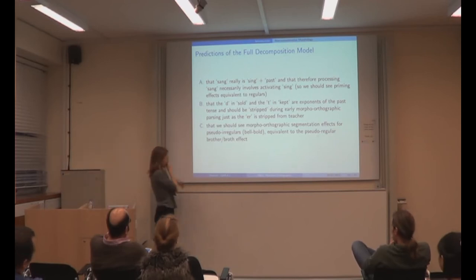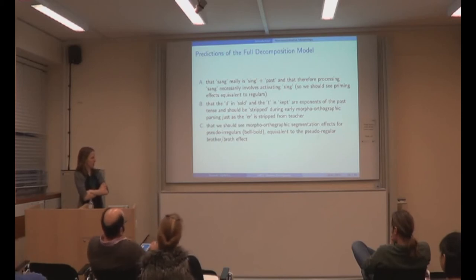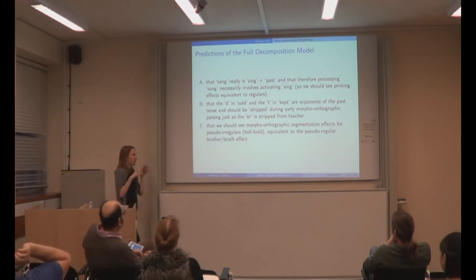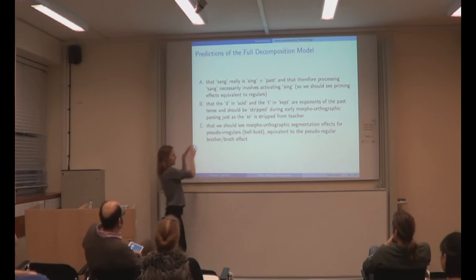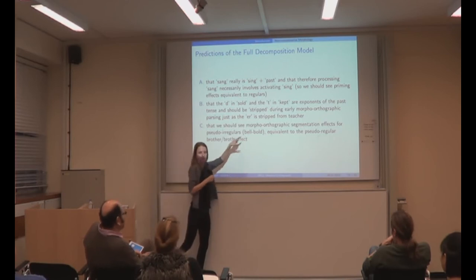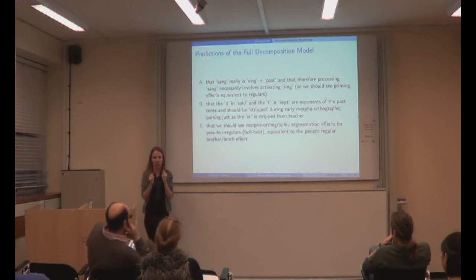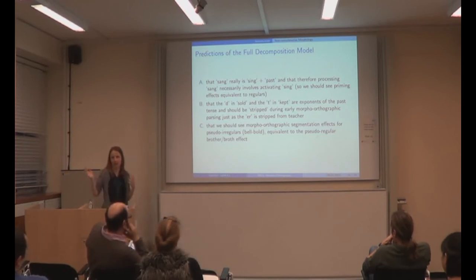And finally, this is the fun version of it, but also the hardest piece: you actually should see more orthographic segmentation effects for pseudo-irregulars, like bell-ball, exactly equivalent to the brother-Roth effect. If we're really doing this purely on the basis of form and patterns, and I'm claiming there's a pattern that relates sell and sold, then you had better at least try the possibility, entertain the possibility that there's a relationship between bell and bold, and then discard it in the same way that we have to discard the Roth-er analysis of brother.